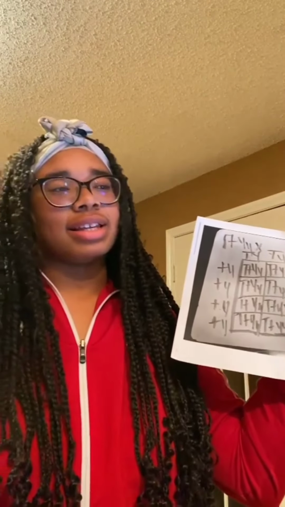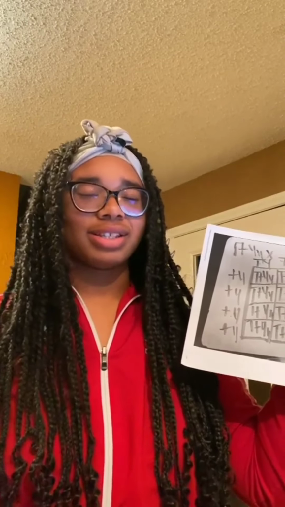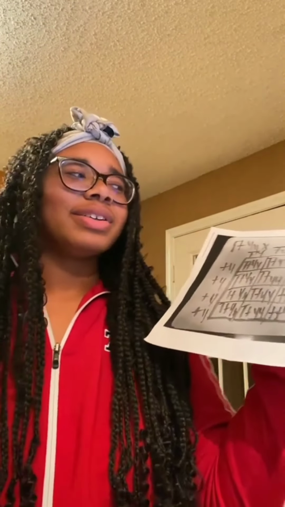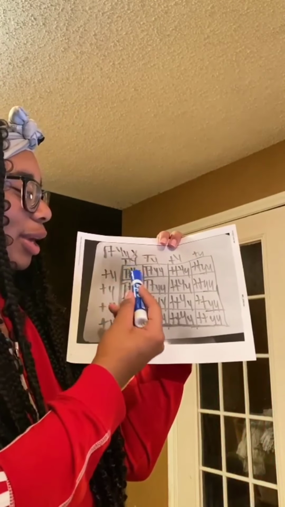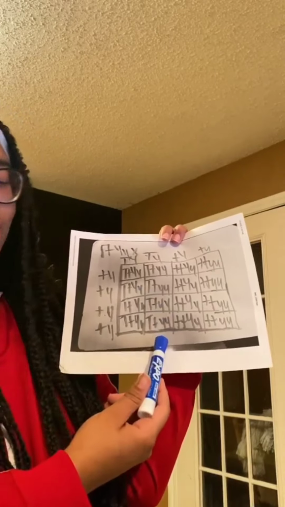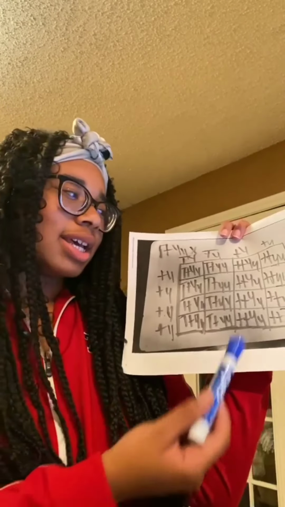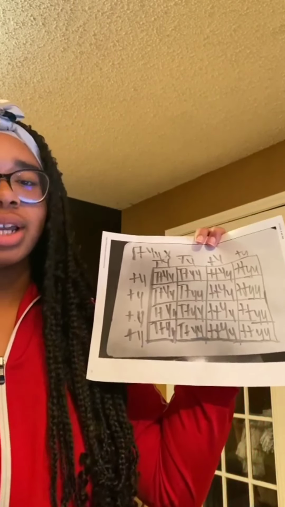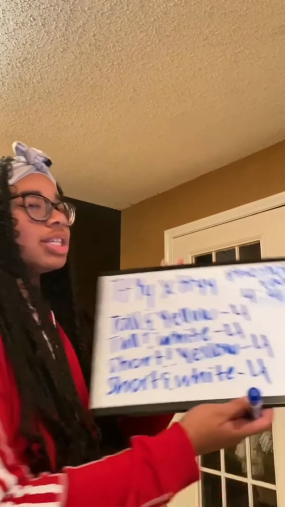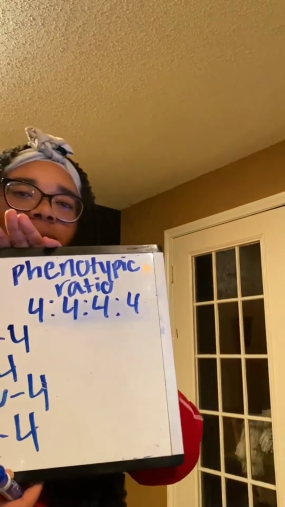So now lastly, we're almost done. Trust me, I know it's long. But now all we have to do is find the phenotypic ratio. So for this first column, it would be the tall and yellow plants. The second column would be the tall and white plants. This third column would be the short and yellow plants. And then the last column would be our short and white plants. So all in all, our phenotypic ratio is 4, 4, 4, 4.